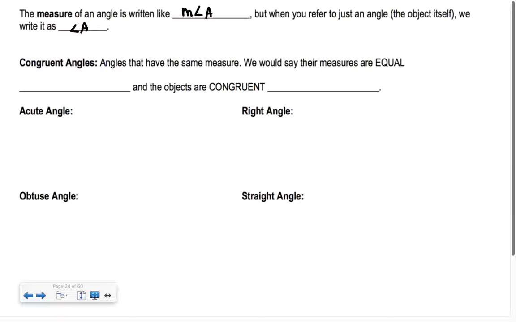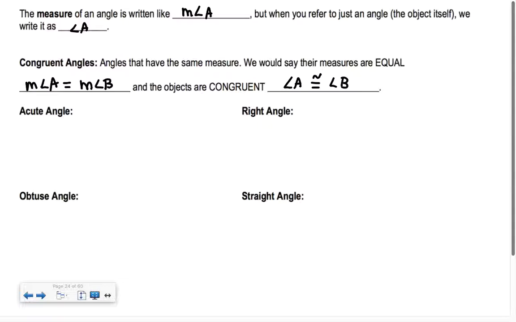So congruent angles are angles that have the same measure. So we say their measures are equal. So we say measure of angle A is equal to measure of angle B. So numbers are equal. But the objects are what we call congruent. Have you guys heard the word congruent? Do you know what that means? So we would say angle A is congruent to angle B. So our symbol is an equal sign with a little tilde over it. So that means congruent.